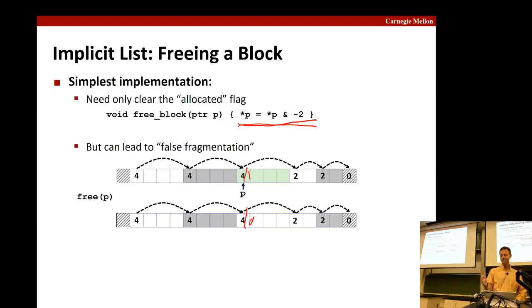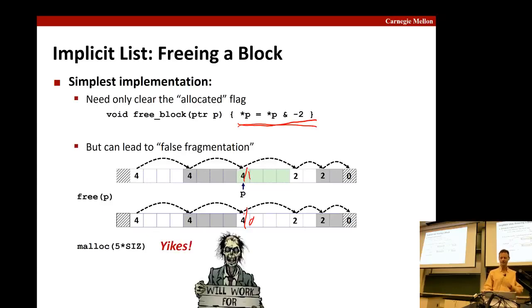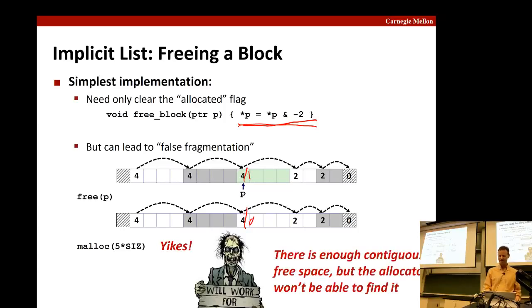That would be enough. But then, what if you now get a malloc size 5? The way you set this up, you only see 4, 4, and 2, and so forth. So this is, again, another one of our yikes moments, and the allocator doesn't necessarily find it. So that's why we want to do something.